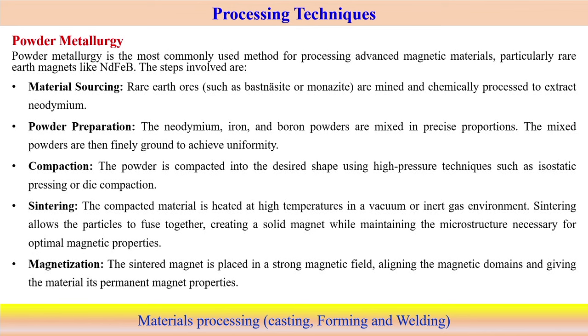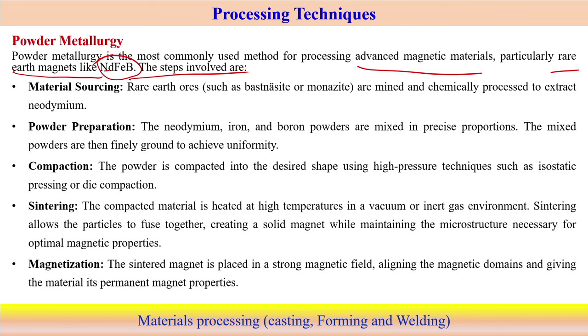One of the conventional processing technologies for magnetic materials is the powder metallurgy technique. Powder metallurgy is basically the most common method, and this is also a method for processing of advanced magnetic materials, particularly rare earth magnets like NdFeB. For this rare earth magnet, these steps are involved.